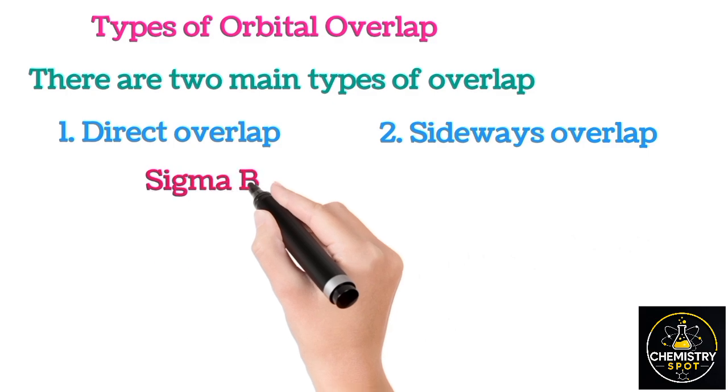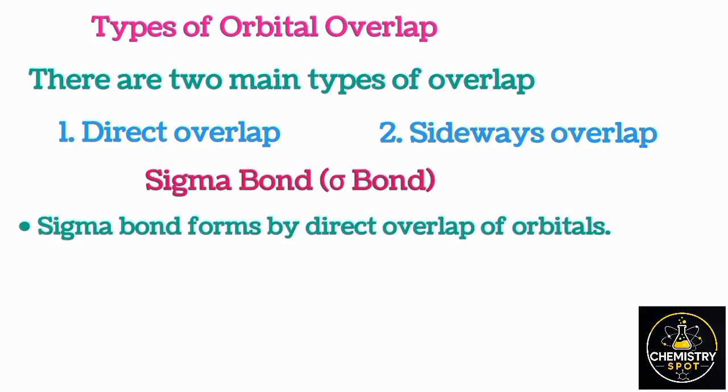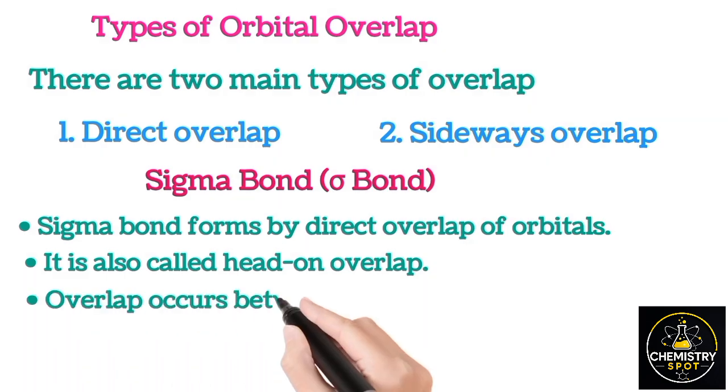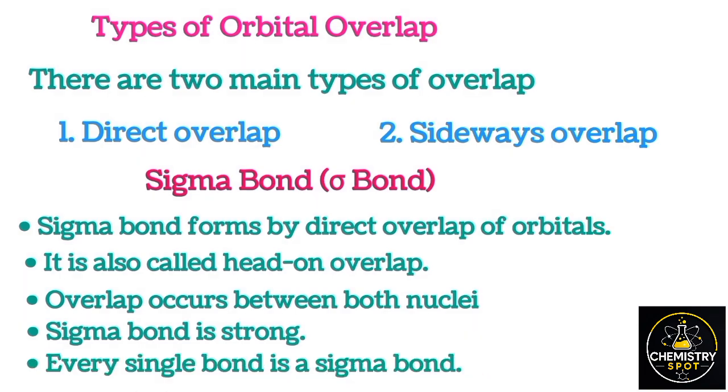Now let us study the sigma bond. A sigma bond is formed by direct overlap of orbitals. This direct overlap is also called head-on overlap. The orbitals overlap directly between the nuclei of the atoms. In sigma bonding, orbitals overlap directly with each other. Because the overlap is direct, it becomes very strong. That is why sigma bonds are stronger than pi bonds. Also remember, every single bond is a sigma bond.